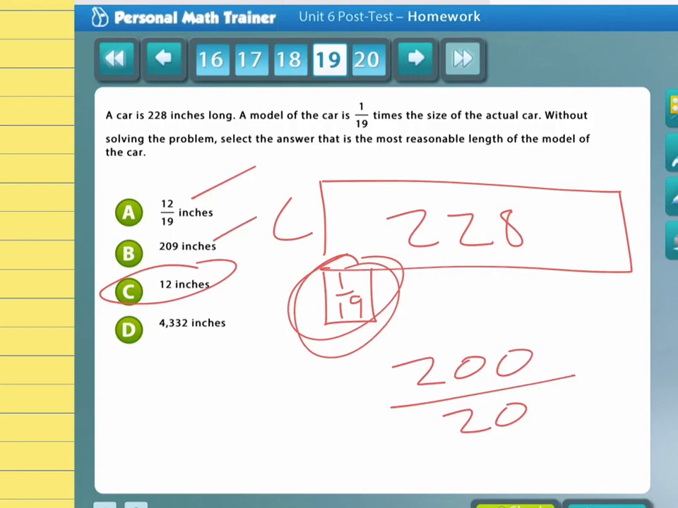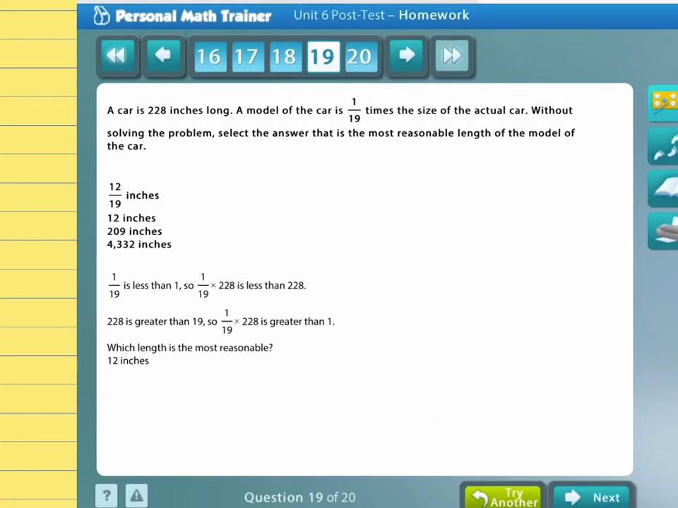That's too small. That's way too big. That's way too big. So 1/20 of 200 would be about 10. So I'm going to have to say C is the correct answer. And you can see here that they take 1/19 of the number. So you say 1/19 is less than 1, so 1/19 of 228 is less than 228 by a lot, and 228 is greater than 19, so 1/19 is greater than 1. Which length is most reasonable?